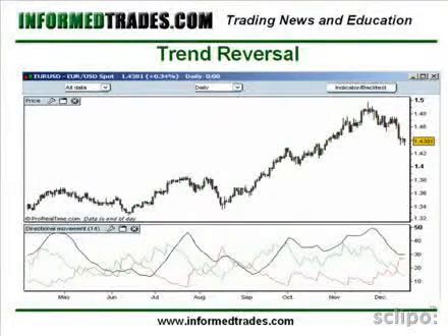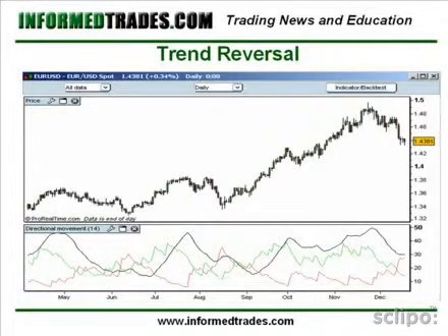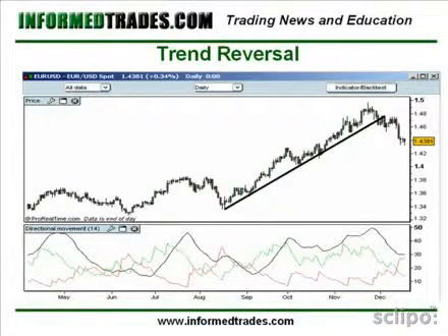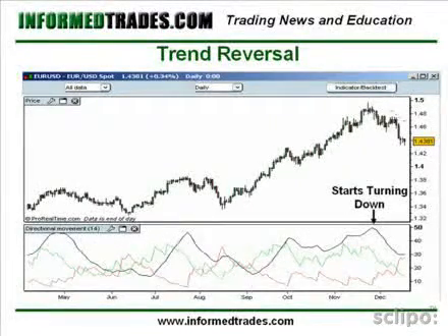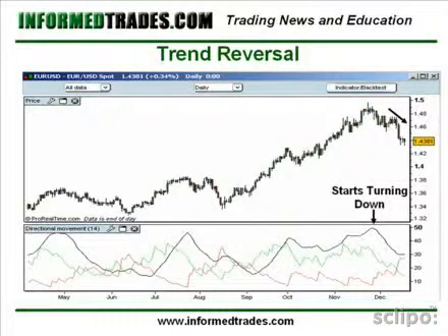Another way that traders use the ADX is as a signal of trend reversals. When the ADX is trading above both the plus DI line and the minus DI line and then turns lower, this is often a signal that the current trend in the market is reversing, and traders will position themselves accordingly. Okay, so you've got the trend here, you've got the ADX above 40. You see it turn down here, and the market does reverse as a result of that.